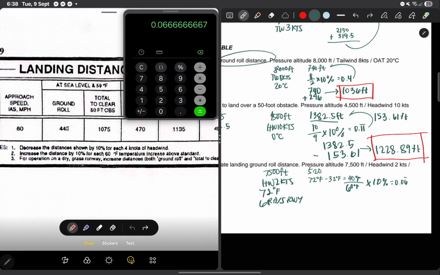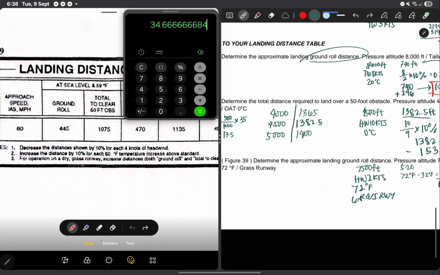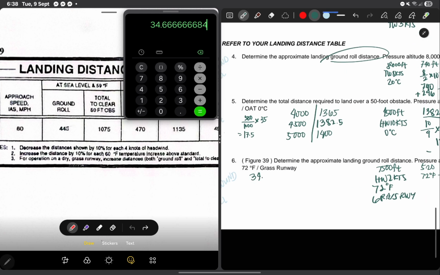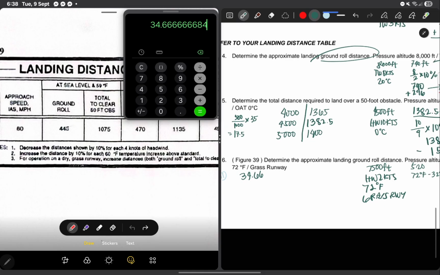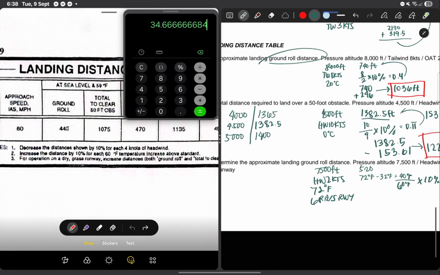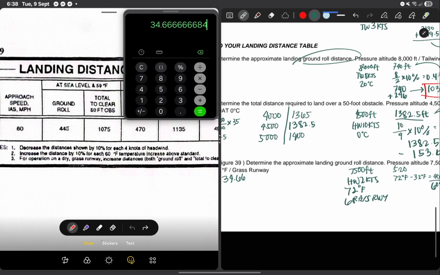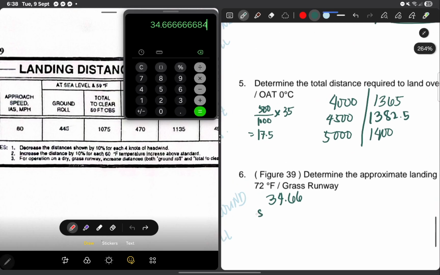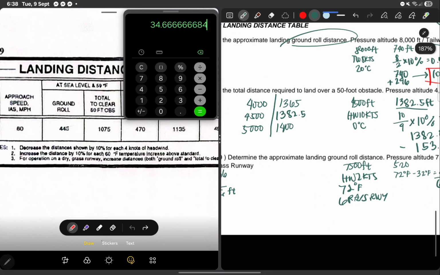We multiply 520 by 0.06 and we get the value of 34.66. Next, we need to add 34.66 to 520. And our value is 554.66 feet. Okay, we're not done yet.